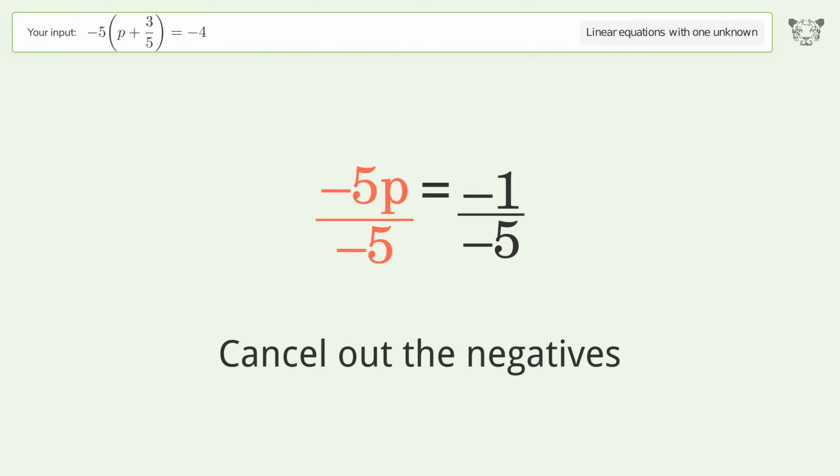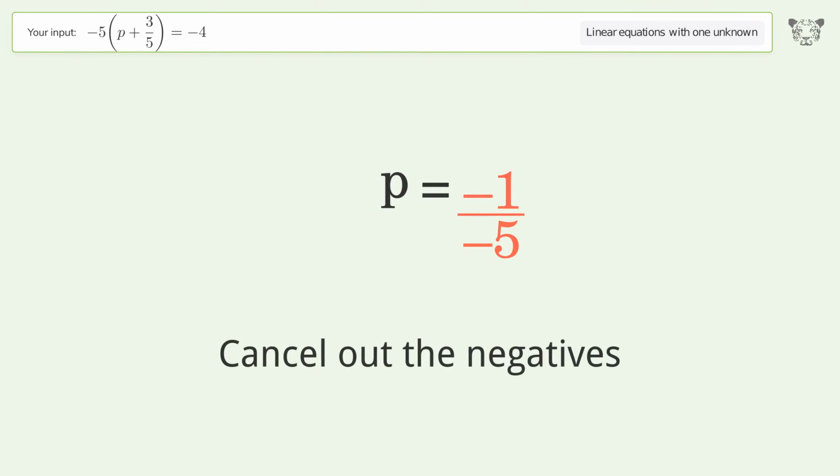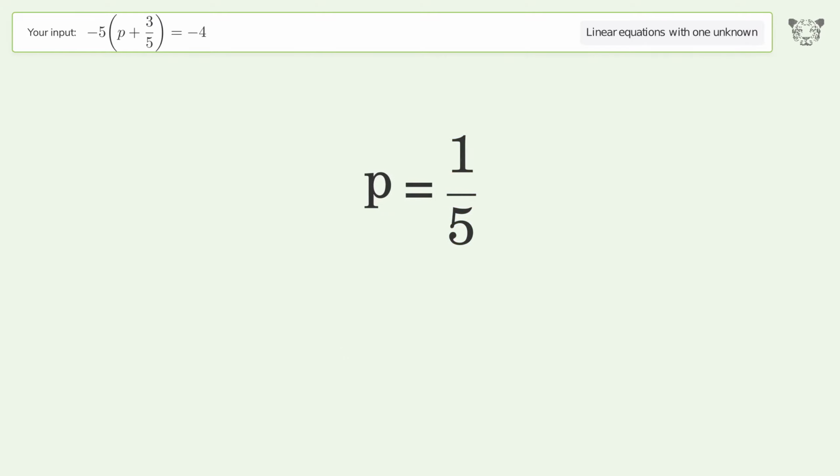Cancel out the negatives. Simplify the fraction. Cancel out the negatives. And so the final result is p equals 1 over 5.